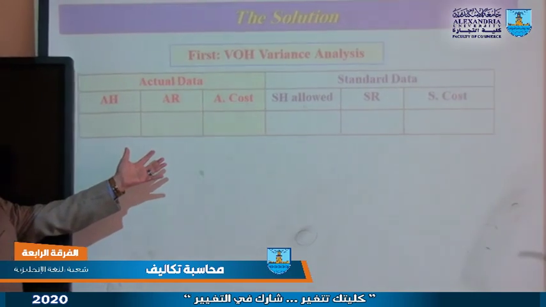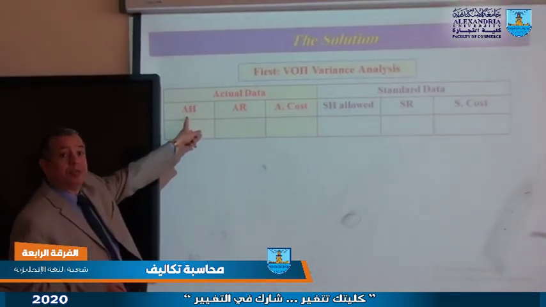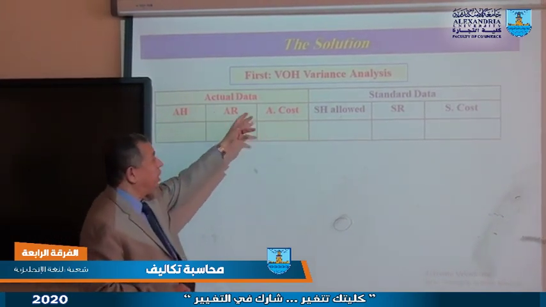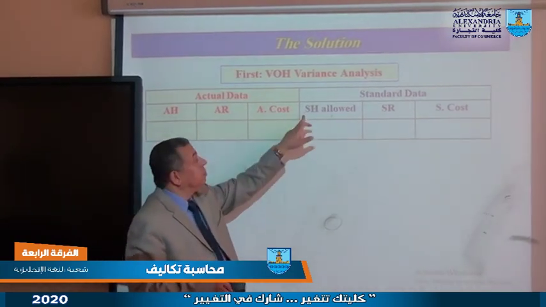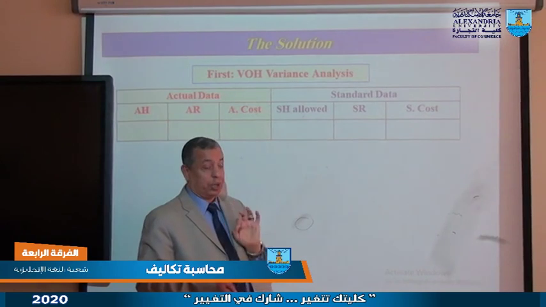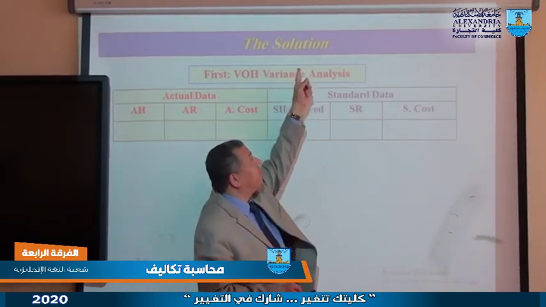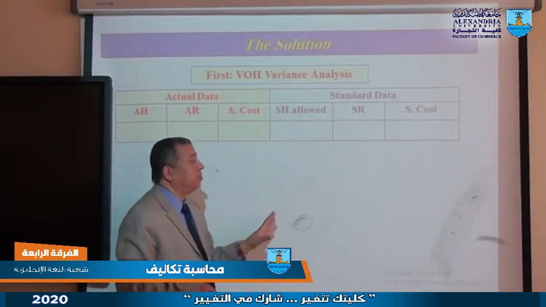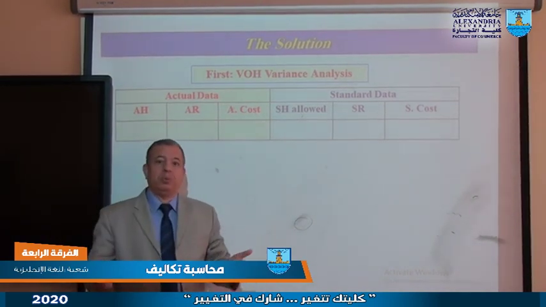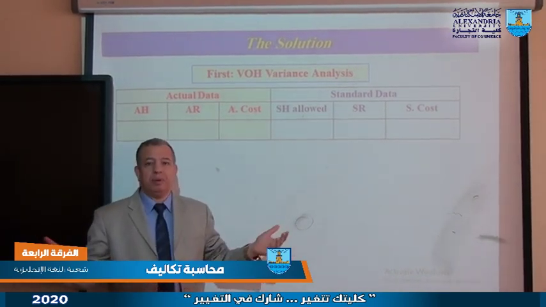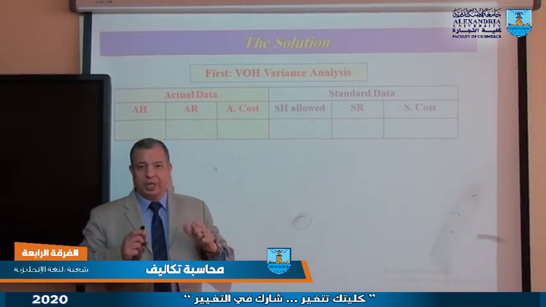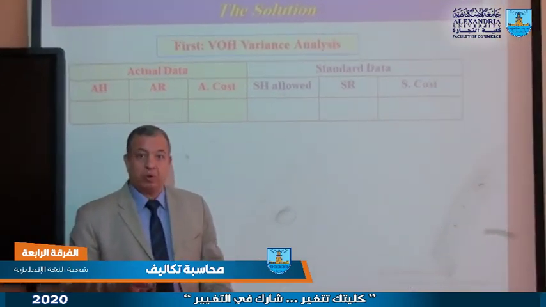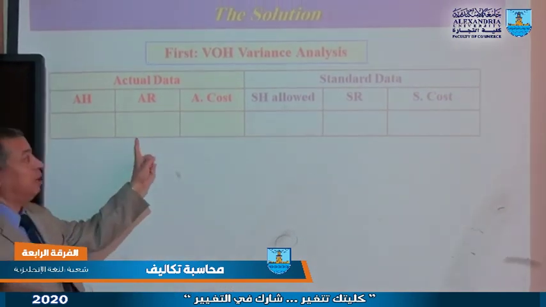This is my table. I need what? Actual hours. I need actual rate. Actual hours times actual rate, I will get actual cost. Standard hours allowed, don't forget, allowed for actual production, times standard rate for variable overhead, again for variable overhead, I will get standard cost. If I have these amounts, it's very simple for me to prepare the performance report and the equations. There is no problem. From my point of view, my lecture today is not to explain the performance report or equations for variable overhead, but how to calculate.